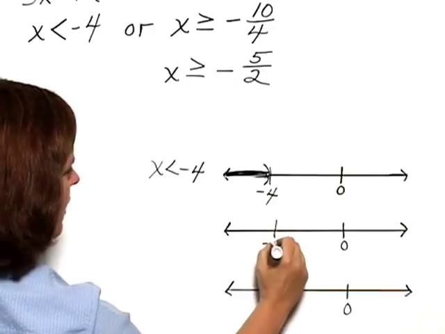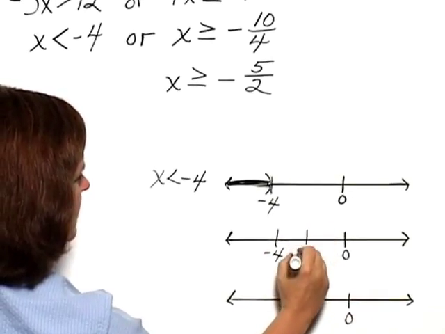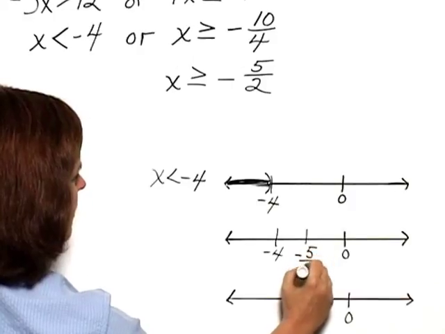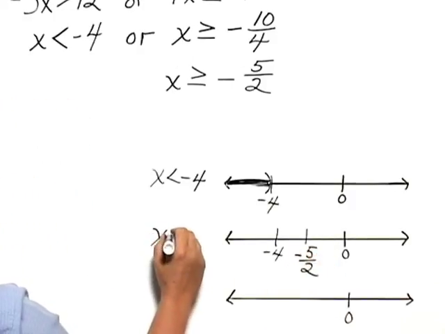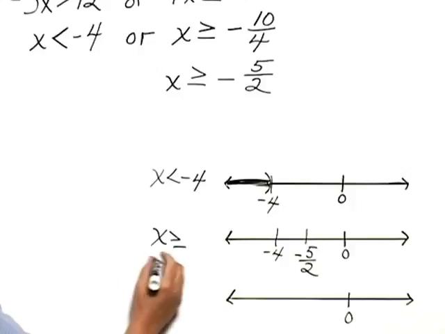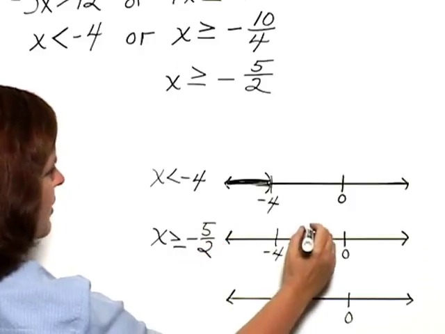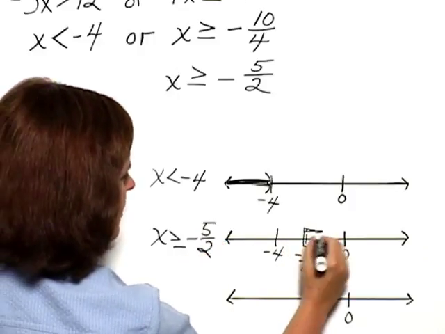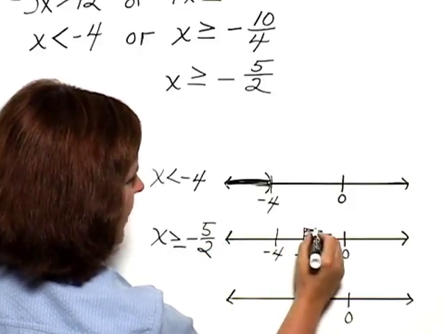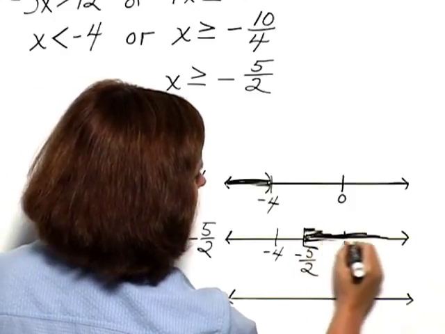Then again marking a negative 4 and then a negative 5 halves. On this line we're going to shade the solutions to the second inequality, x is greater than or equal to negative 5 halves. So we draw a bracket to show that we're including the 5 halves, and we shade in this part of the number line.